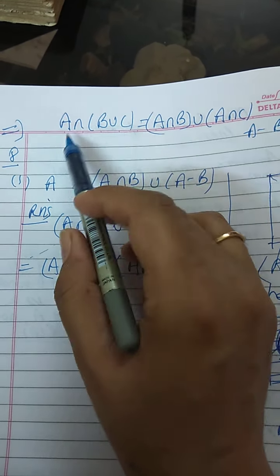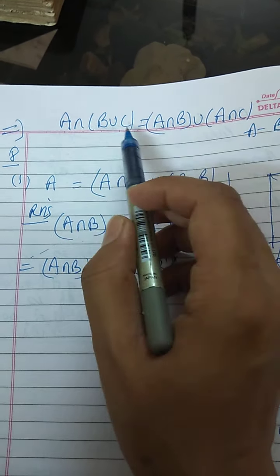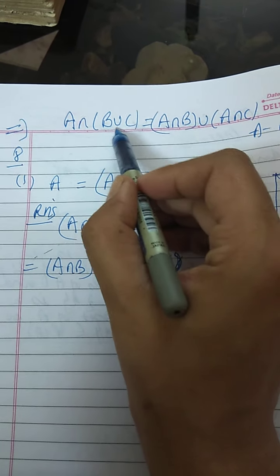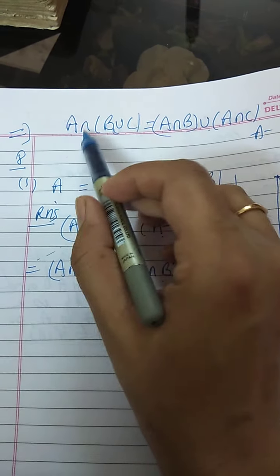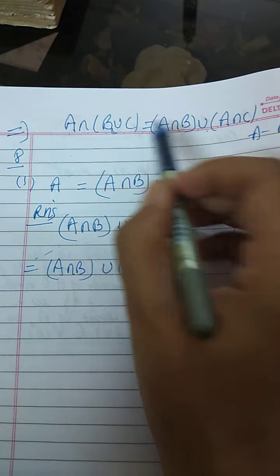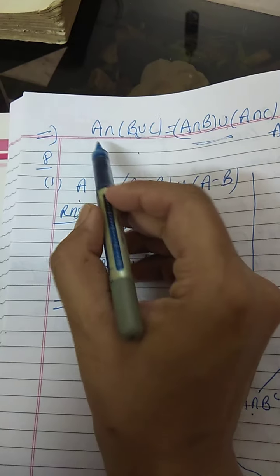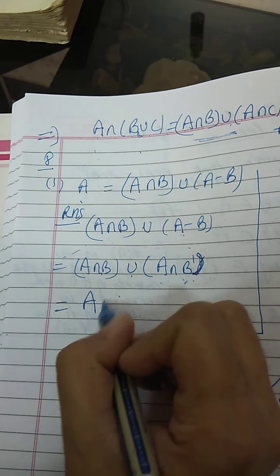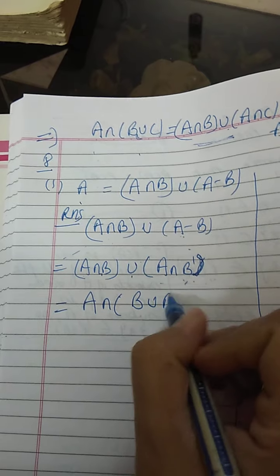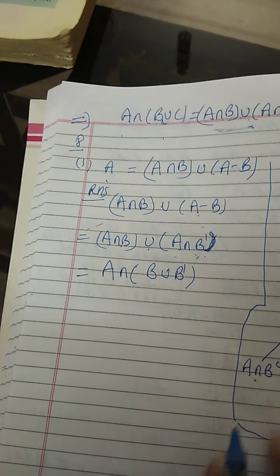When I have three sets A, B, C, A intersection in the bracket B union C, it will be A intersection B, union A intersection C. So this result, A intersection B union A intersection C, if I compare with the RHS, A intersection B union, instead of C what do we have? B complement. So I can write this as A intersection (B union B complement), right?